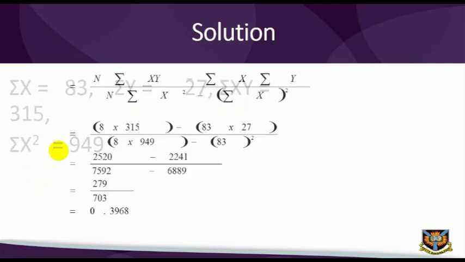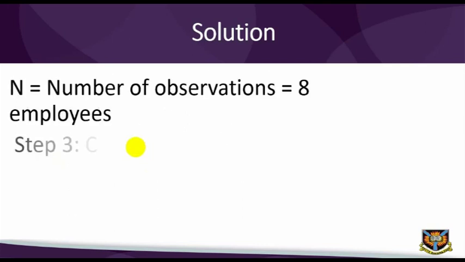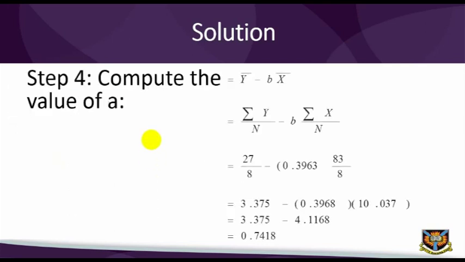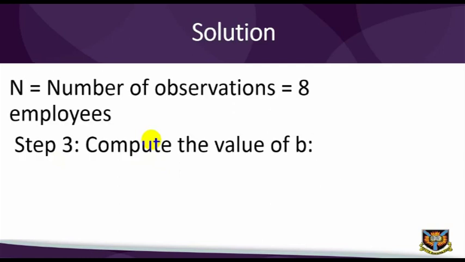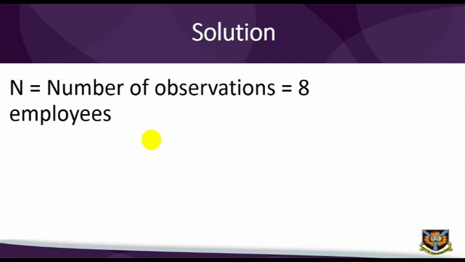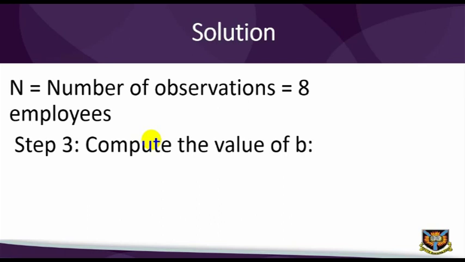Step 3. Compute the value of b. b is equal to n summation xy minus summation x summation y over n summation x squared minus (summation x) squared, is equal to 8 times 315 minus 83 times 27 over 8 times 949 minus (83) squared, is equal to 2520 minus 2241 over 7592 minus 6889, is equal to 279 over 703, is equal to 0.3968.